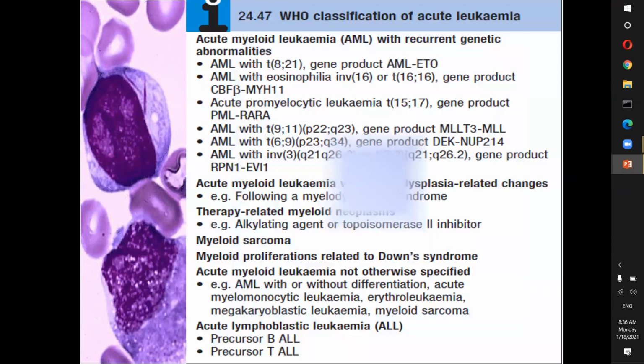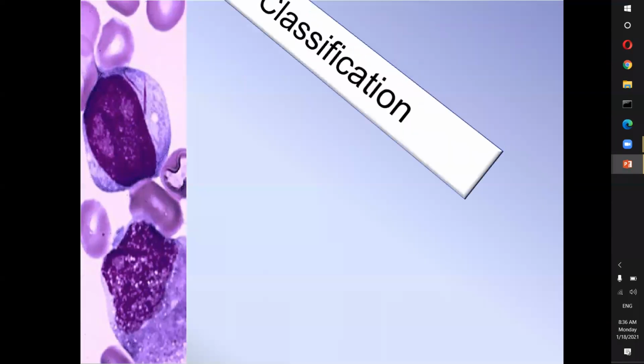This is the WHO classification of acute leukemia. It is not important to study this classification, but just see this diagram. So complicated. We classify leukemia into two types, myeloid leukemia and lymphoid leukemia. The myeloid leukemia, we name it acute myeloid leukemia, AML, while the lymphoid leukemia, we name it acute lymphoblastic leukemia, ALL. So acute leukemia is roughly classified into two types, AML and ALL.